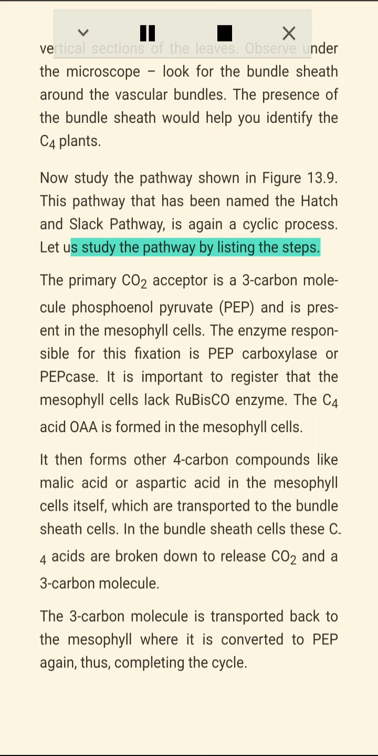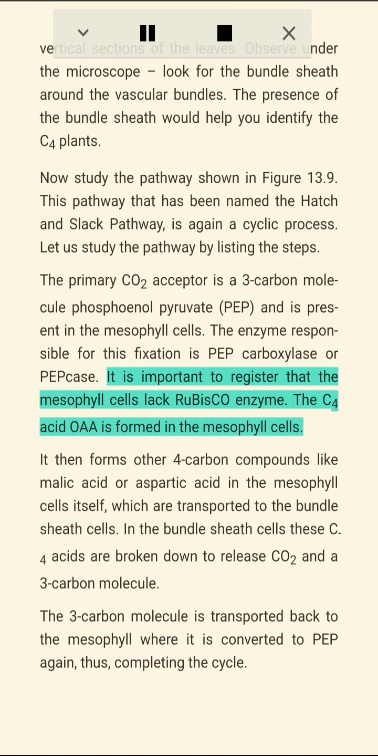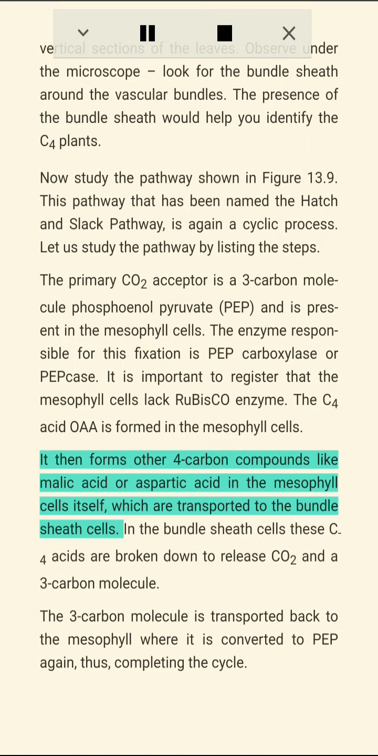This pathway that has been named the Hatch and Slack pathway is again a cyclic process. Let us study the pathway by listing the steps. The primary CO2 acceptor is a 3-carbon molecule, phosphoenol pyruvate, PEP, and is present in the mesophyll cells. The enzyme responsible for this fixation is PEP carboxylase or PEPcase. It is important to register that the mesophyll cells lack Rubisco enzyme.